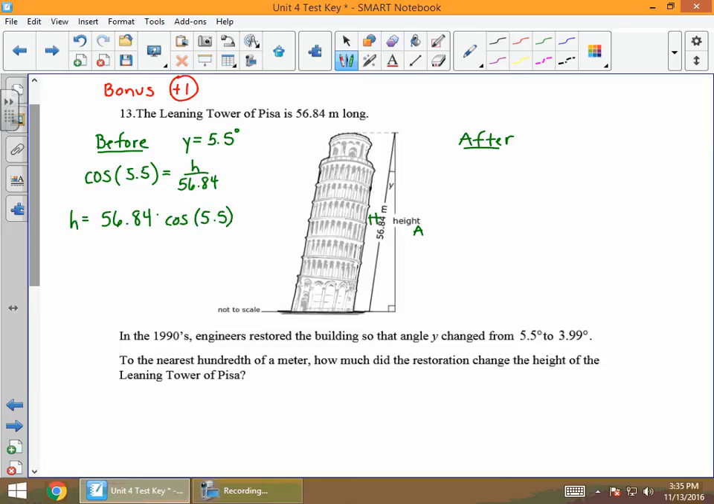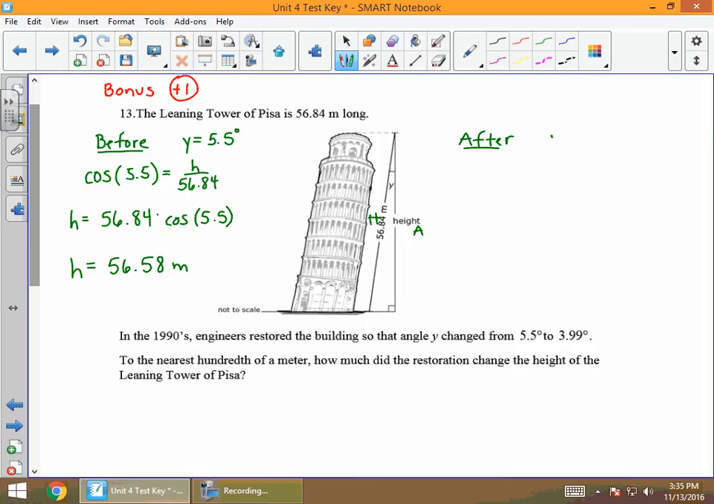And I can just type that into my calculator, and since it wants me to round to the nearest hundredth, I'll just keep 2 decimal points. So in this case, the height is 56.58 meters. That would have been the height before the restoration. It was 56.58 meters tall.